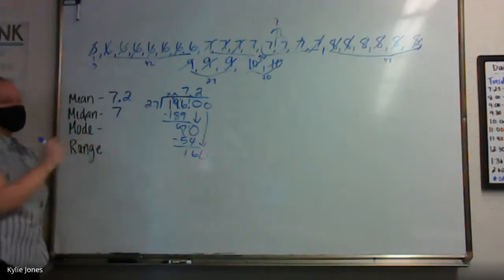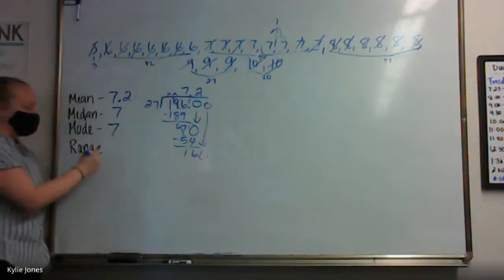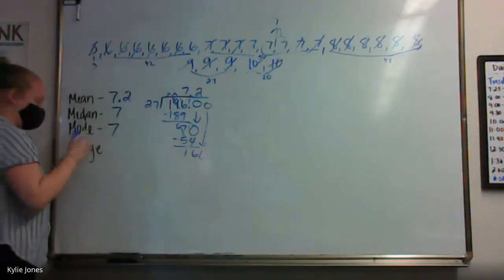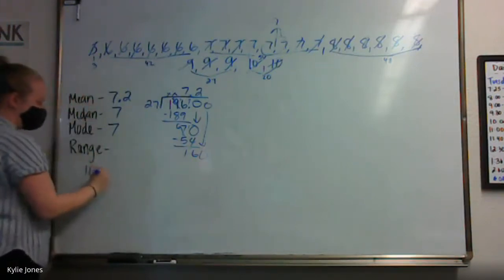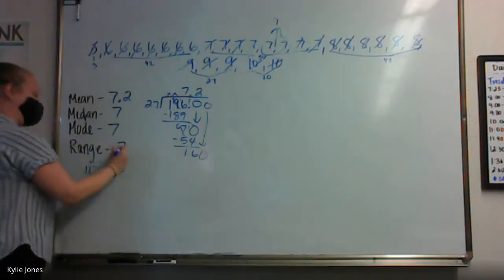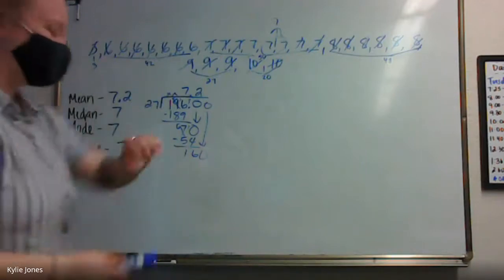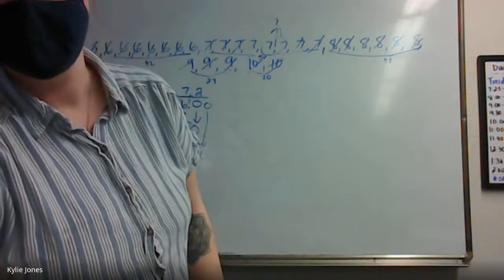What's the mode? What number happens the most? 7. There was a lot of 7s. What about the range? How do you find the range? Good. You're going to take the biggest number 10, subtract the smallest number 3, and you get 7. There's a lot of 7s in this one. Let's go write down our answers. The next one is insane.